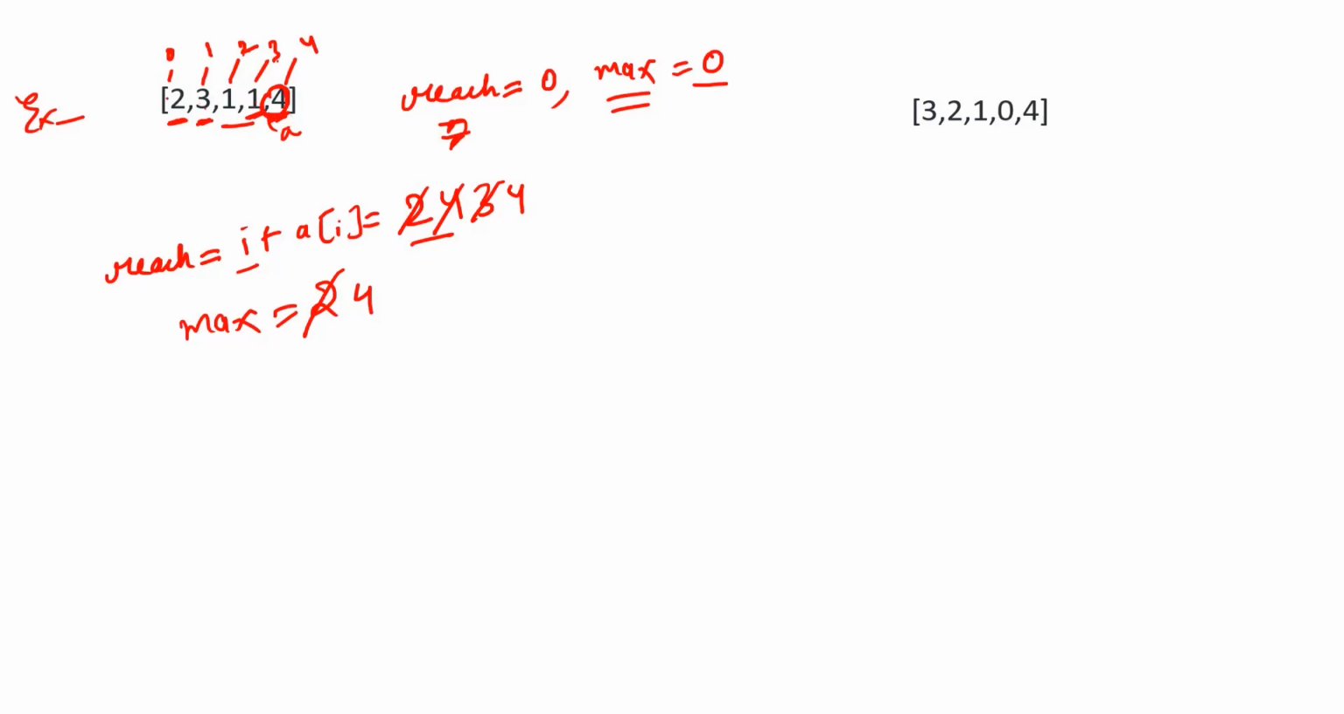So what is the i value here? 0, 1, 2, 3, 4. So the i value will be 4 here. So reach is going to be what now? 4 plus 4, that is 8. And hence max will also be updated as 8.